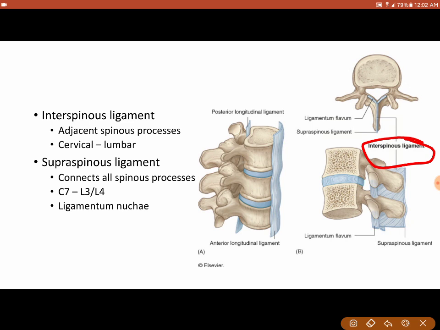Next is your supraspinous ligament. Your supraspinous ligament connects all spinous processes. It starts from your C7 down to your L3 or L4. Its continuation superiorly from your C7 up to your occiput, that is your ligamentum nuchae.